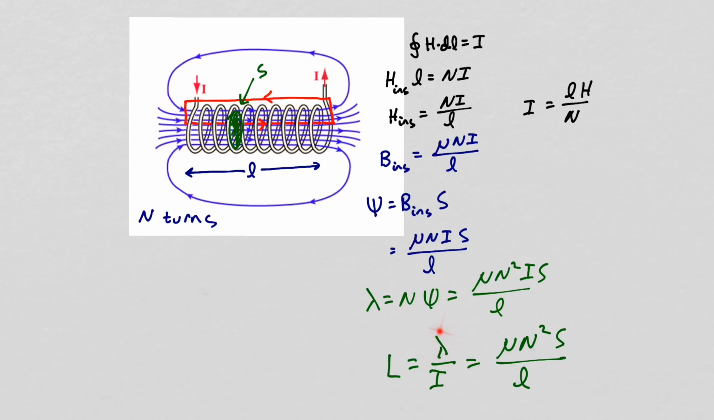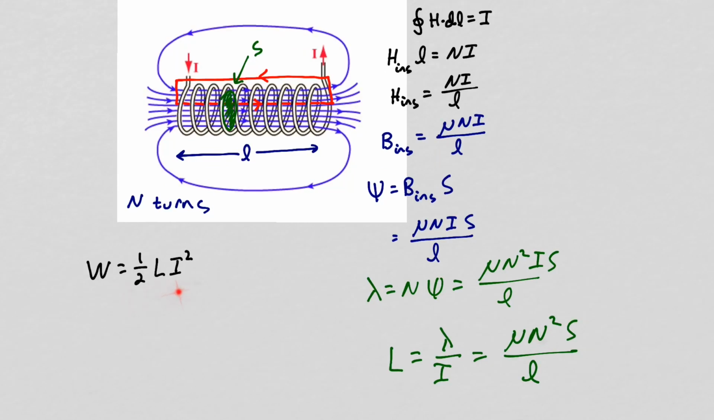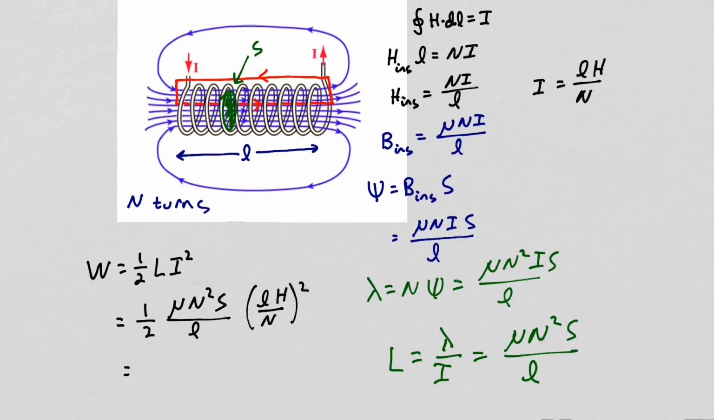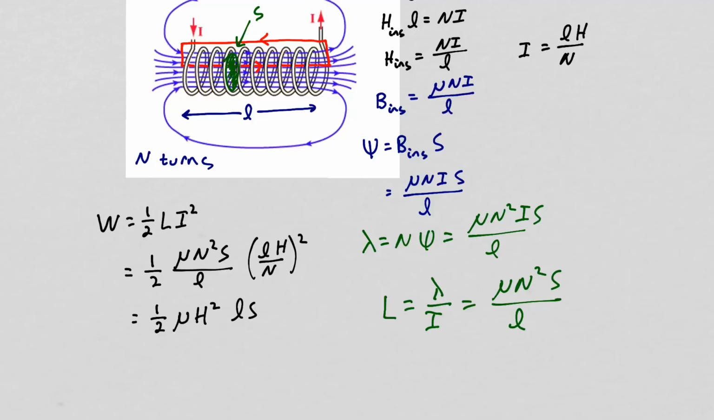We know the energy stored in our inductor is 1/2 L I squared. So for our coil, let's substitute for L this expression. And for I, looking back here, let's substitute L H over N. So squaring this, let's rewrite this as 1/2 mu H squared. L squared over L gives us an L. We have an S, and we'll have an N squared over N squared that cancel.